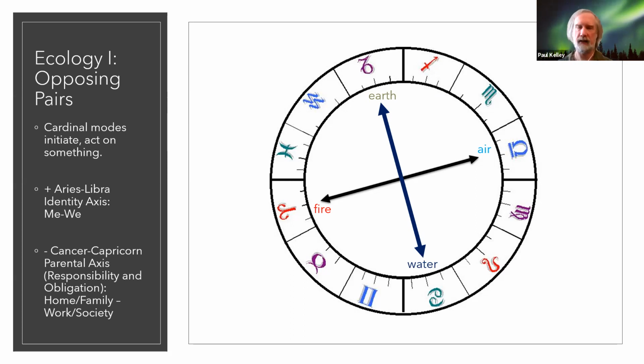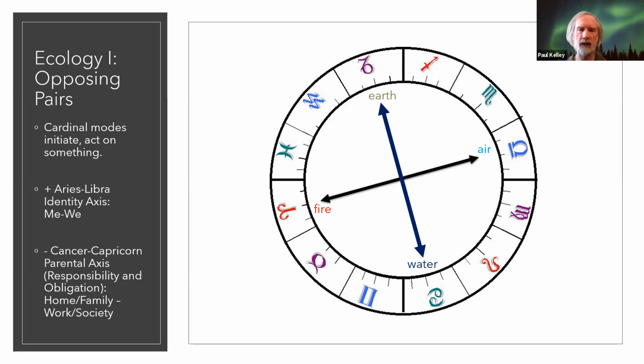Next axis, the negative polarity or the yin polarity, earth and water. We're looking at the Capricorn, also in the cardinal mode. We're looking at the Capricorn Cancer axis. This I kind of call the parental axis. It's about responsibility and obligation. How do we raise others? How do we take responsibility for others and for things in life?